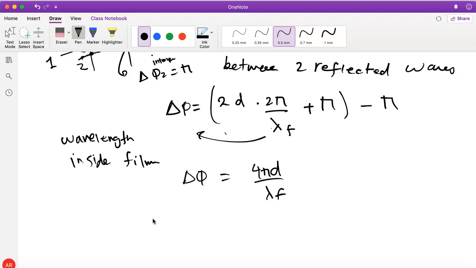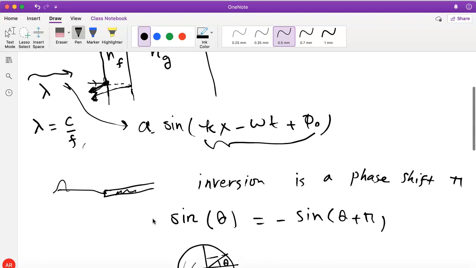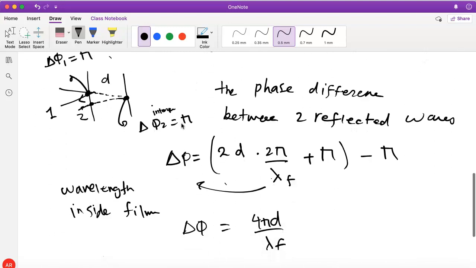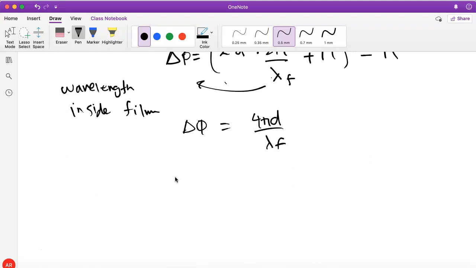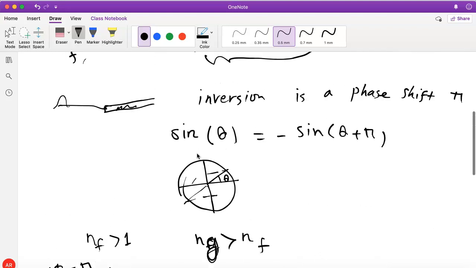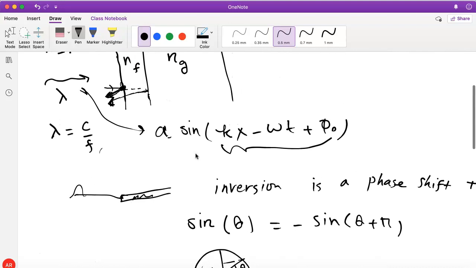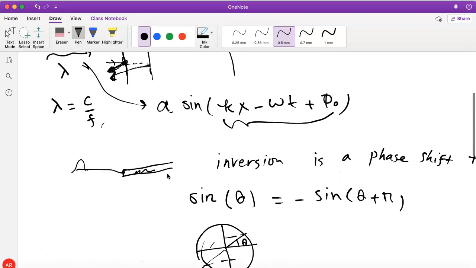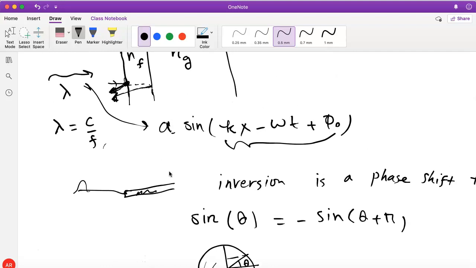Now what is lambda f? The wavelength inside the medium. If the wavelength in vacuum is lambda, well, we know the speed is going down, right? And we know the frequency is not changing. So that's something we discussed before when we were talking about the rope. The frequency is just a property of the source. It doesn't change as you go across different media. So if the speed goes down by a factor of nf, lambda gets smaller. It gets divided by nf.